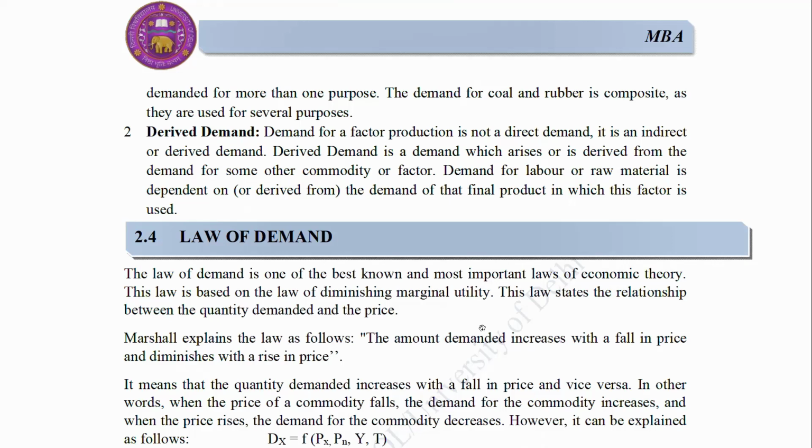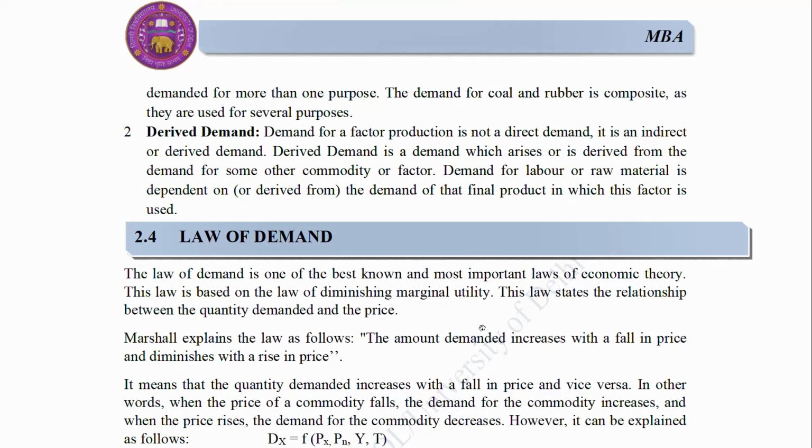Second, derived demand. Demand for a factor of production is not direct demand. It is an indirect or derived demand. Derived demand is a demand which arises or is derived from the demand for some other commodity or factor. Demand for labor or raw material is dependent on or derived from the demand for that final product in which this factor is used.